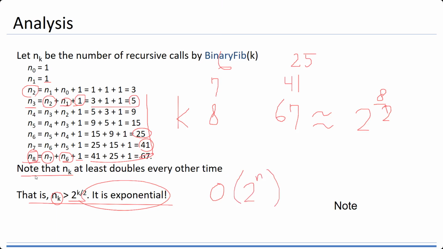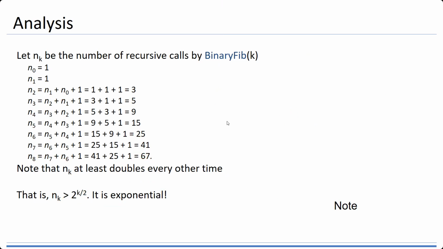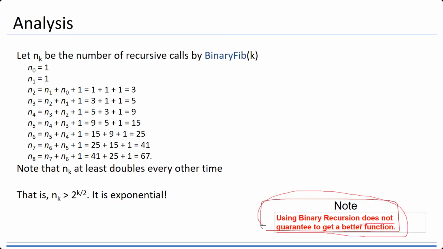When it is not efficient, then this algorithm is not good. If you try to run this algorithm on your computer, it will be very, very slow. You cannot get the response in a short time. And yes, using binary recursion does not guarantee a better function. So whenever you design an algorithm, you need to check how long this algorithm will run. What is the big O? If the big O is very huge, then you need to change the way you design your algorithm.